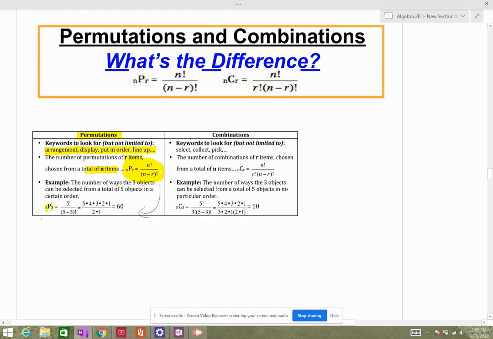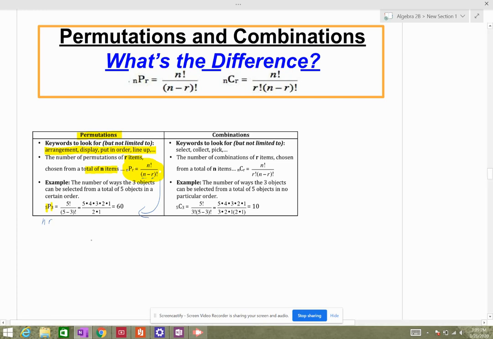My n in this case would be the 5, my r would be the 3. So when I do 5 factorial, with a little exclamation mark, and then 5 minus 3 factorial on the bottom. Factorial, all that means is that you're going to multiply everything from that number and everything before it.